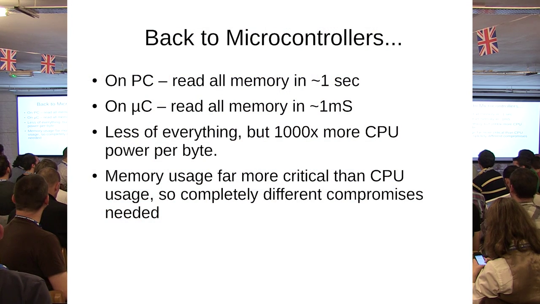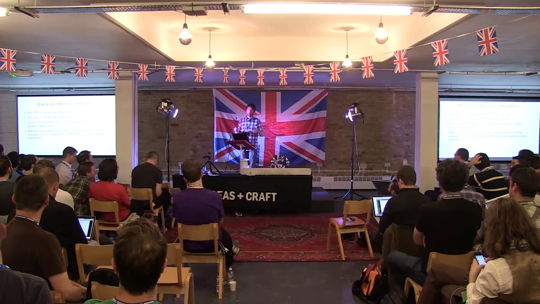So if you go back to microcontrollers, there's this big difference because on a PC, you might roughly read all your memory in a second. On a microcontroller, you can read all of your memory in a millisecond. So you've got a million times less RAM, but you've got 1,000 times more CPU for that RAM. So the way you write the interpreter changes completely. You're basically trying to save all the memory you can save, and it doesn't matter too much that you spend a little bit of extra CPU time doing that.